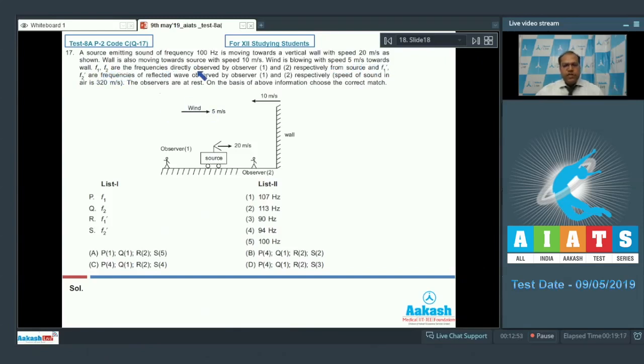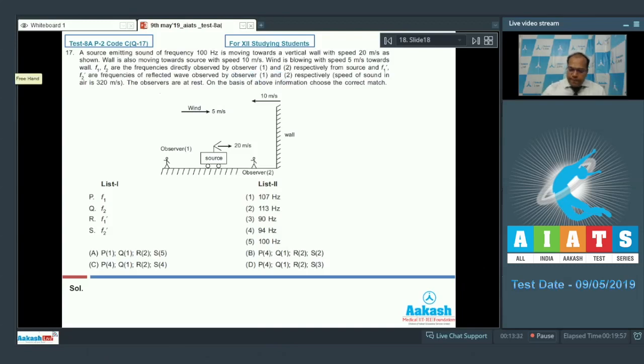F1 and F2 are the frequencies directly observed by observer 1 and 2 respectively from the source, and F1 dash and F2 dash are frequencies of the reflected wave observed by observer 1 and 2 respectively. The speed of sound in air is 320 meter per second. The observers are at rest. On the basis of the above information, choose the correct match. First of all, we have to find the value of F1 and F2, which are the frequencies directly observed by observer 1 and 2 from the source.